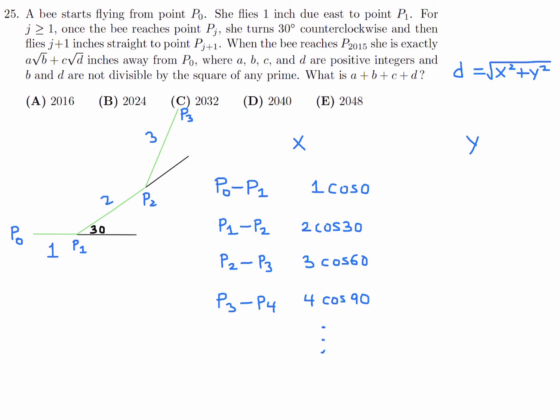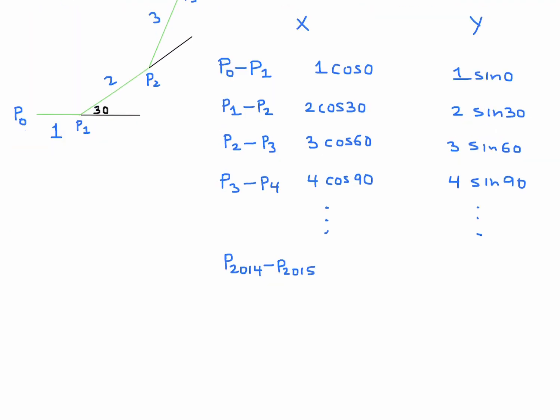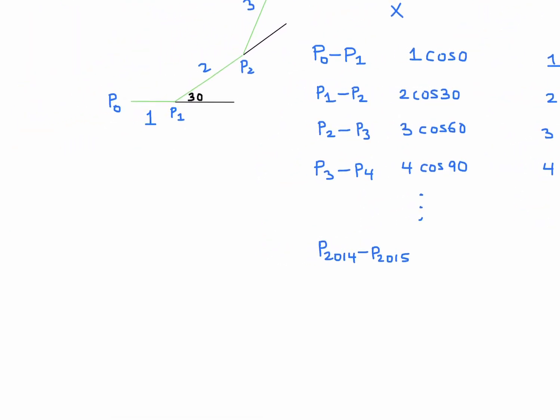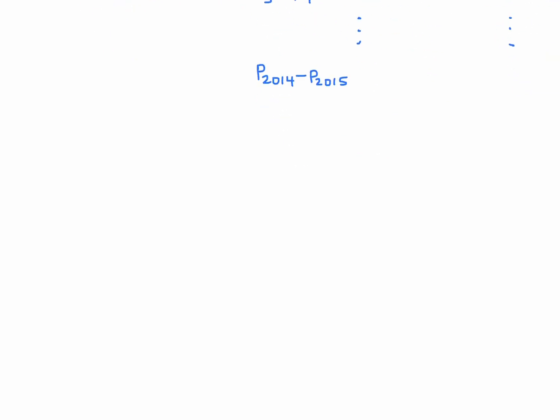In a very similar way, if you look at the y direction, it would be 1 sine of 0, and then 2 sine of 30, and then 3 sine of 60, 4 sine 90, and so on, dot, dot, dot. And then we have to keep going all the way until we get to P2014 to P2015. But the good news is that there's a bit of a pattern here, and that's what I have to explain. So what I'm going to do is concentrate solely on the x direction, and then once we get the x direction, we can talk about the y direction.